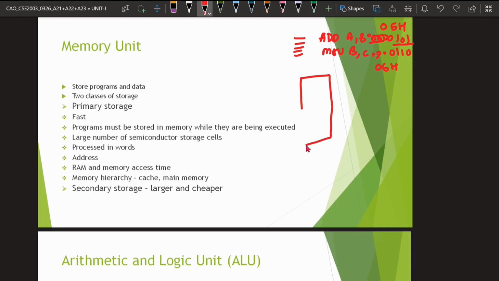So this is a memory. Memory will have different locations. Suppose this is a location; at this location 05 will be stored, then 06 will be stored, and each has some address.